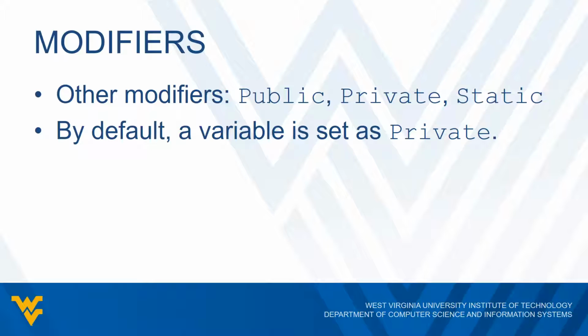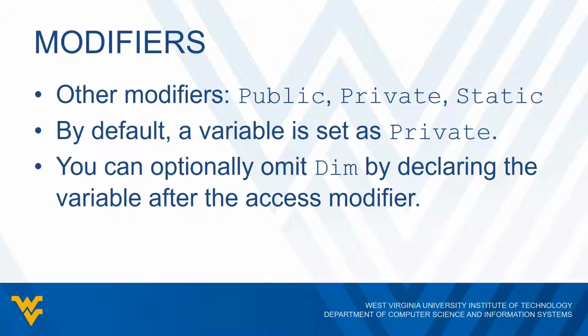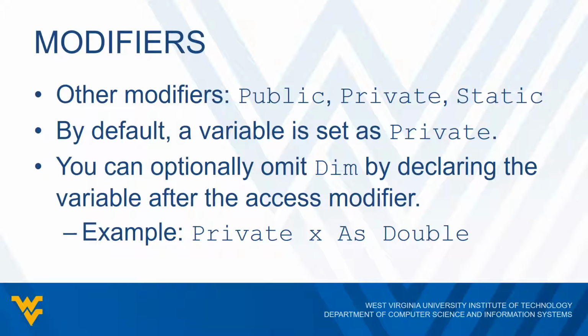Now we could actually omit the dim portion of the statement if we really wanted to. We would have to declare the variable after the access modifier. So in this case, if we took out the dim, we would need to put in the access modifier, whether it's public or private, in its place. So we could say something like private x as double if we didn't want to use the dim statement. But the norm is that we would use dim in here. So we would just say dim x as double.